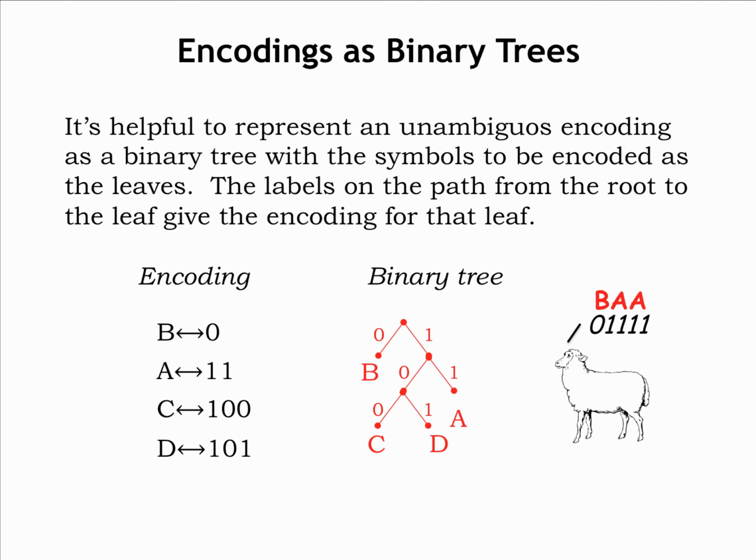Then 1, 1 takes us to A, and the next 1, 1 results in a second A. The final decoded message, BAA, is not totally unexpected, at least from an American sheep.